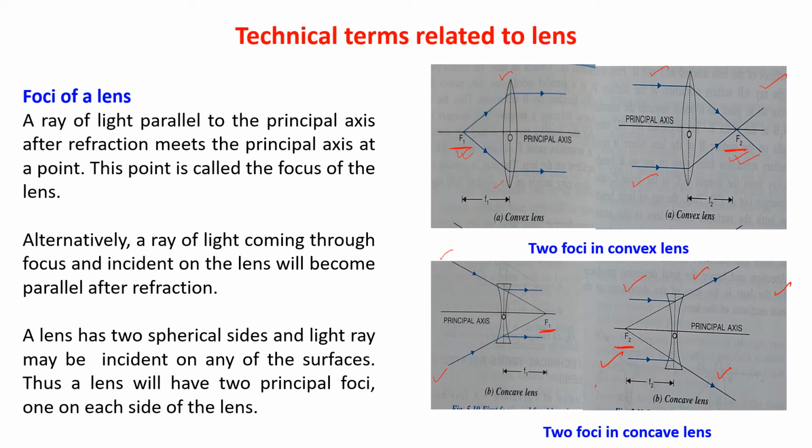So, a lens has two spherical sides, and a light ray may be incident on any of the surfaces. Thus, a lens will have two principal foci, one on each side of the lens. Okay?